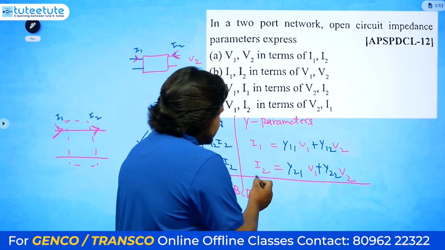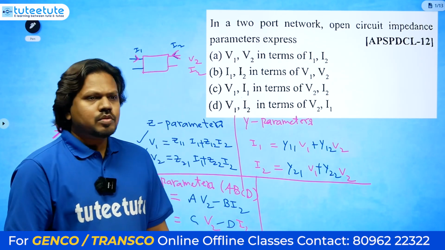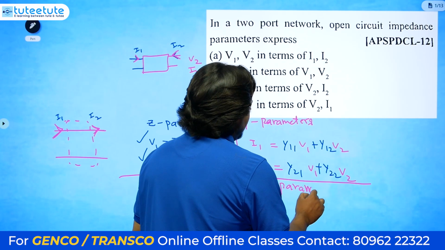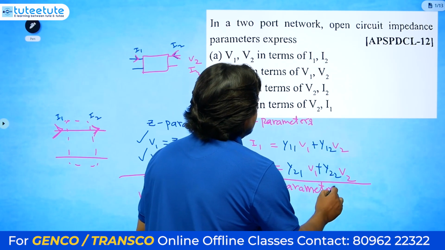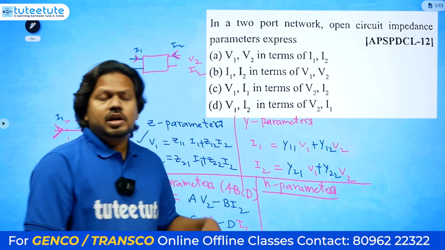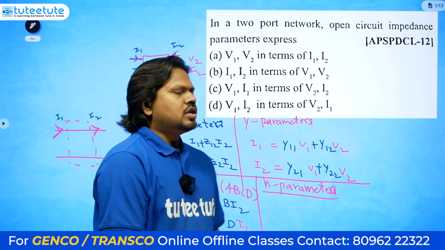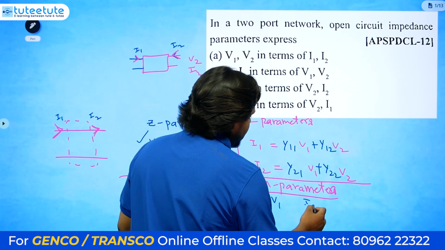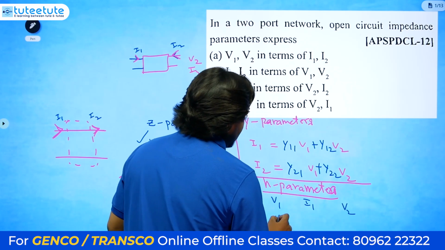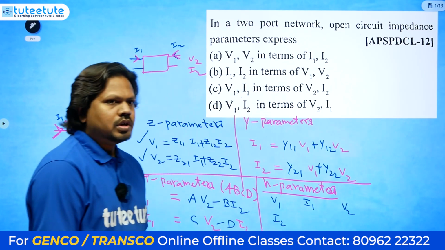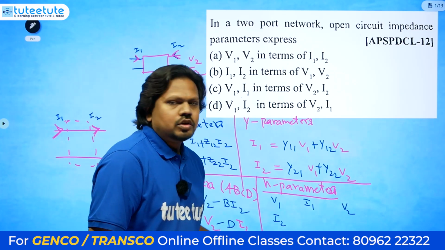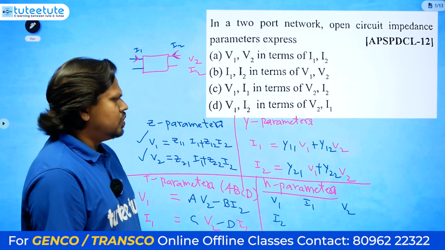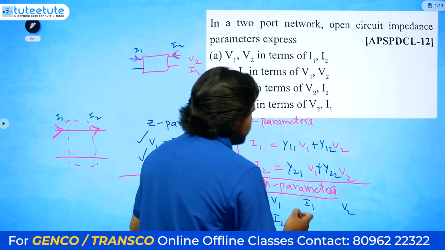So the next one is H parameter. This is also important for us. For H parameters, what are the important things, what are the dependents and what are the independents we need to understand. I will give you directly one shortcut, remember that. V1, I1, V2, I2, like this we need to write in order: V1, I1, V2, I2. So you will get it. Otherwise I will tell you one more shortcut also.